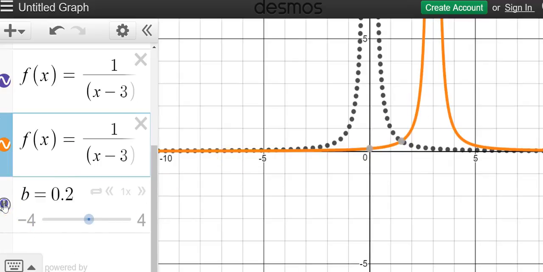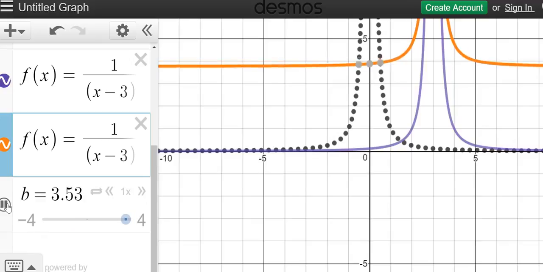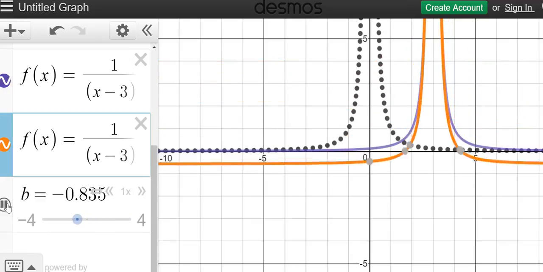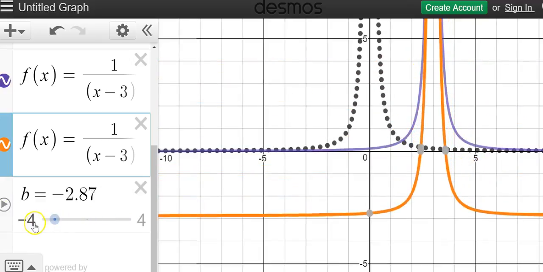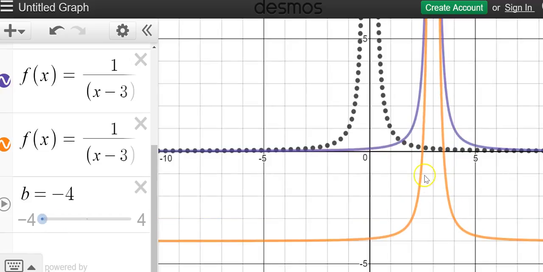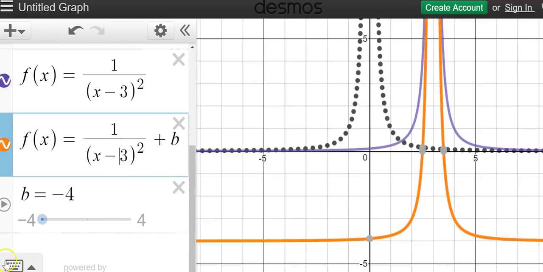But when I let b go, you can see that now the graph moves up and it moves down. So if I go down 4 units, look, my whole graph has been moved down 4 units. The center has been moved down 4 units. So what do you think the b on the end of the graph does?